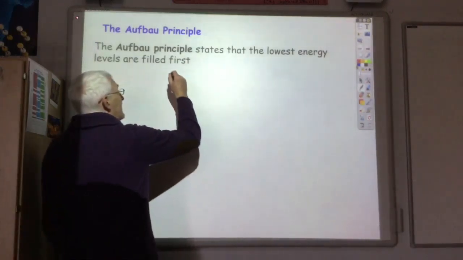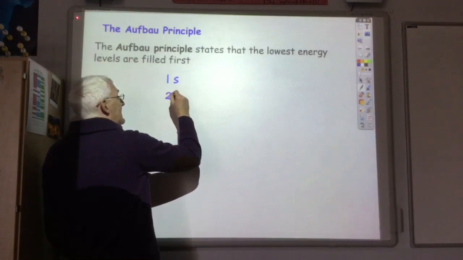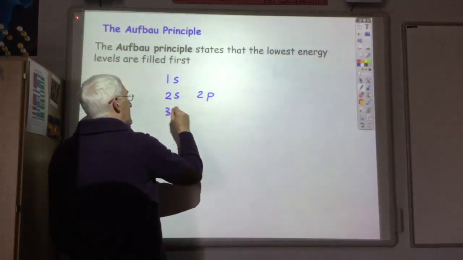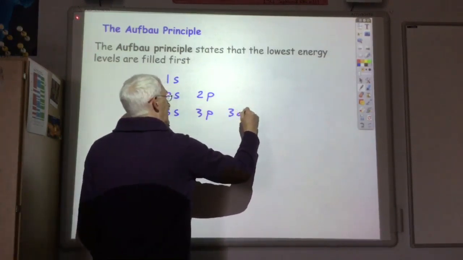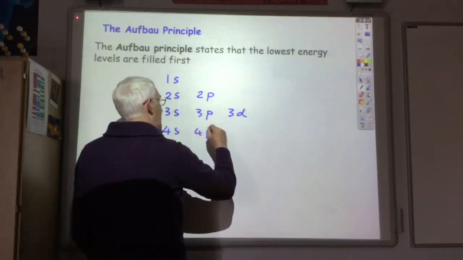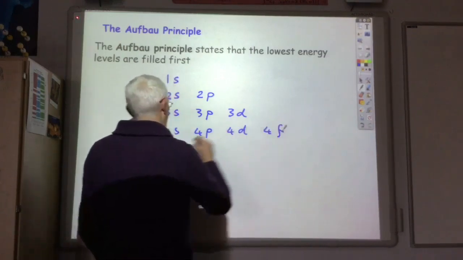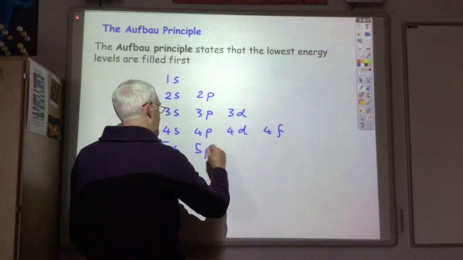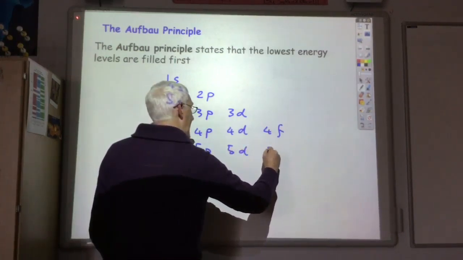If you remember, in the first energy level, we've just got an s orbital. In the second, we've got an s and a p. In the third, we've got s, p and d. And in the fourth, we've got 4s, 4p, 4d and 4f. And so on for all subsequent energy levels, there are s, p, d and f.